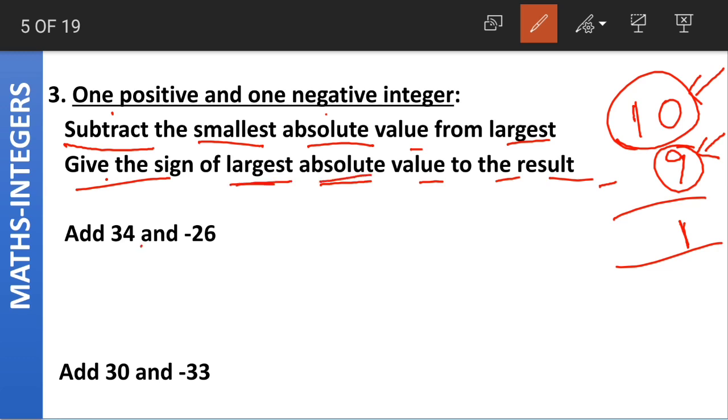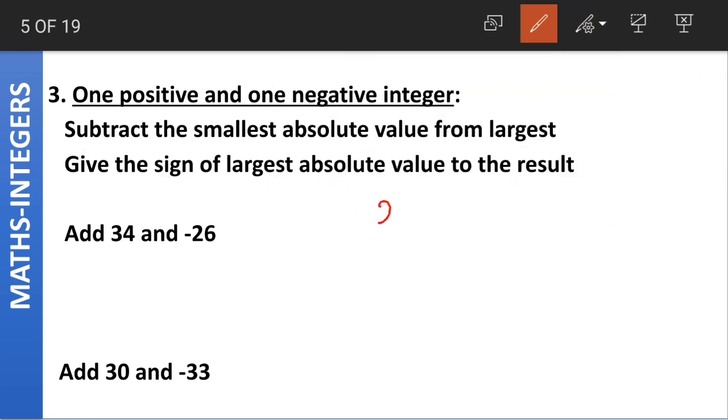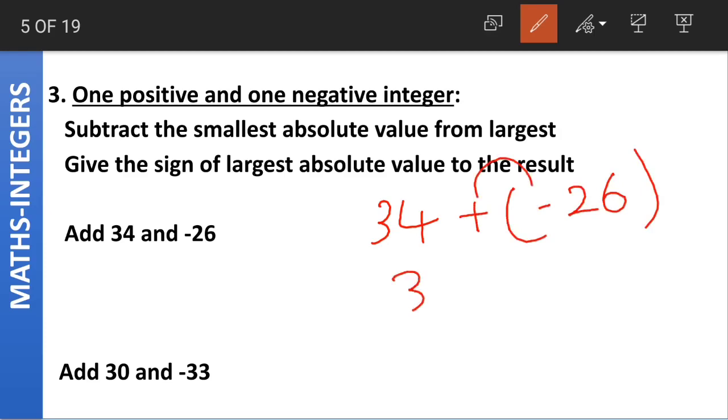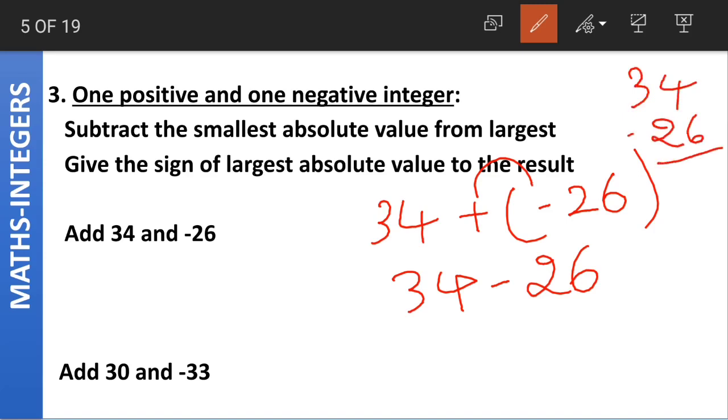Let us look at the first example here. We have to add 34 and minus 26. Now how will we write this? 34 plus of minus 26. Again, plus into minus becomes what? Plus into minus becomes minus. 34 minus 26. Now what will the answer of 34 minus 26 be? 34 is the greater number, 26 is the smaller number. We subtract these two. What will the answer be? 8.